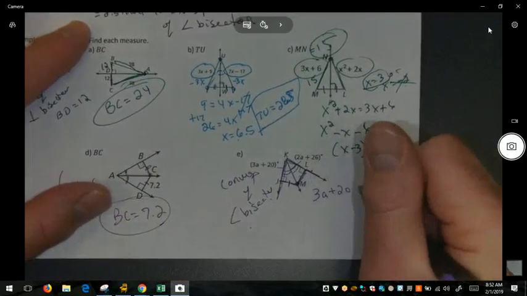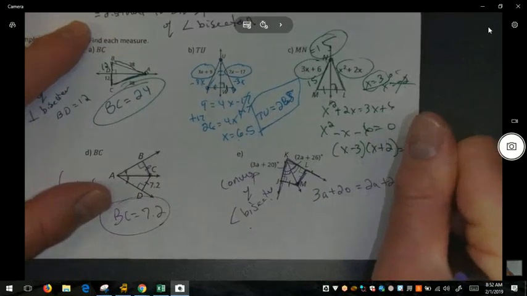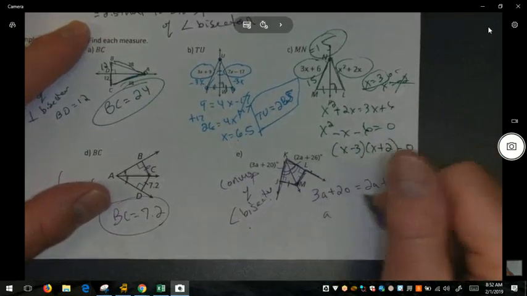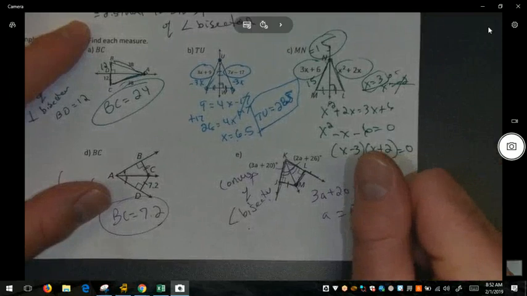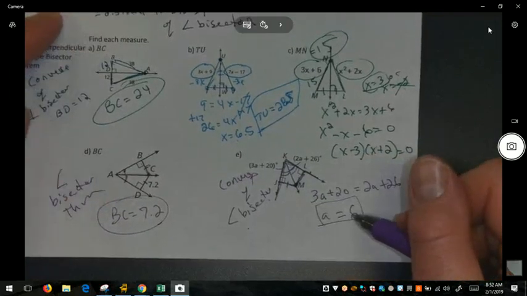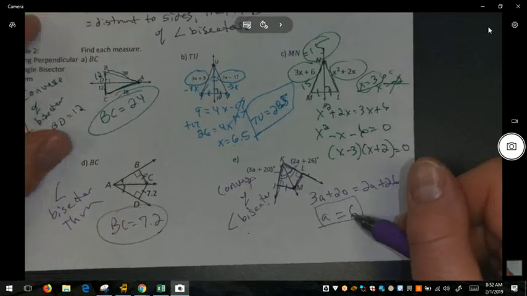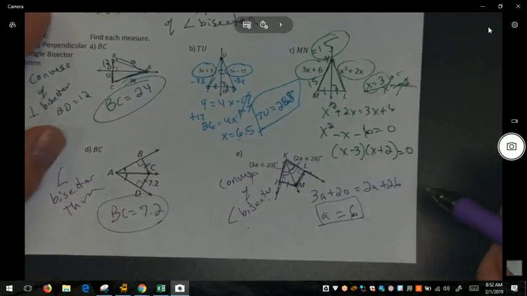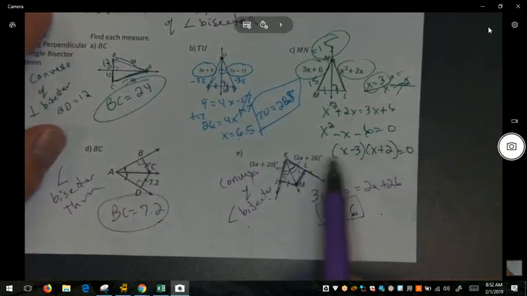So that means that 3a plus 20 has to equal 2a plus 26. Subtract 2a from both sides, subtract 20 from both sides, we get a equals 6. But they didn't ask for the value of the variable, they asked for the measure of, actually they didn't ask for anything. So we might be good with the value of the variable. If they asked for this angle, I could plug it in.